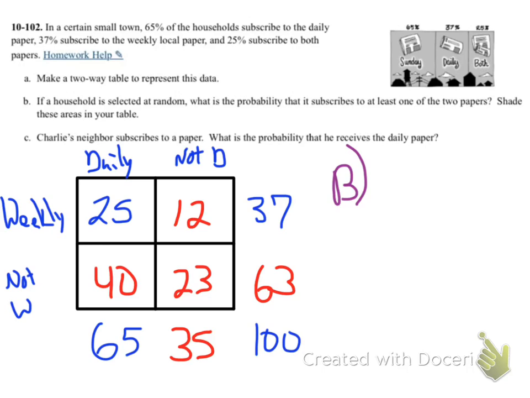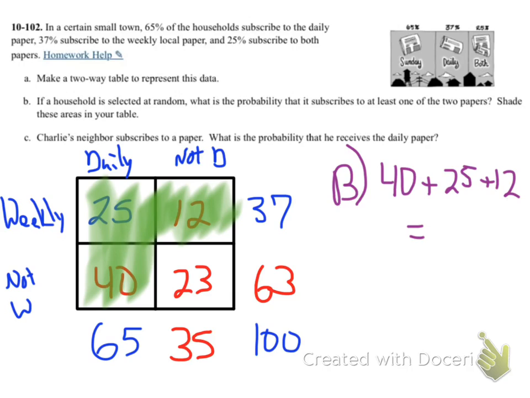So it wants us to figure out the probability that it subscribes to at least one of the papers, and I'm going to shade the area first that we're talking about. The area we're talking about is going to be those three boxes. There are two different ways I can get this information. One of the ways is by just adding the three boxes that I shaded. So 40 plus 25 plus 12 is going to be 77% of the population gets at least one of the two papers.